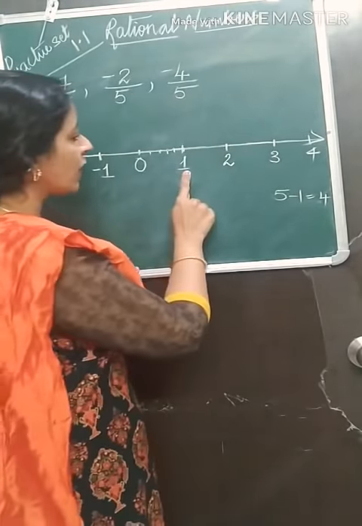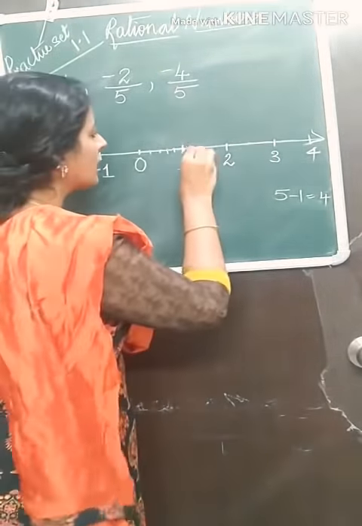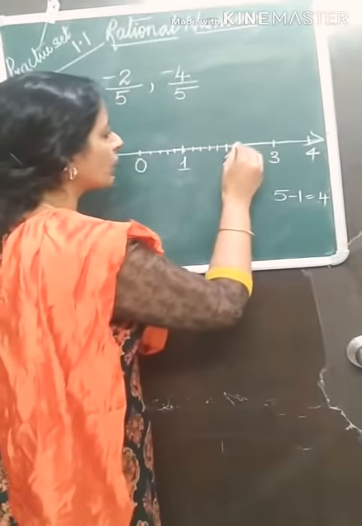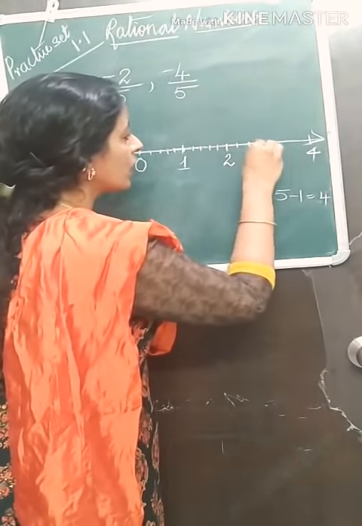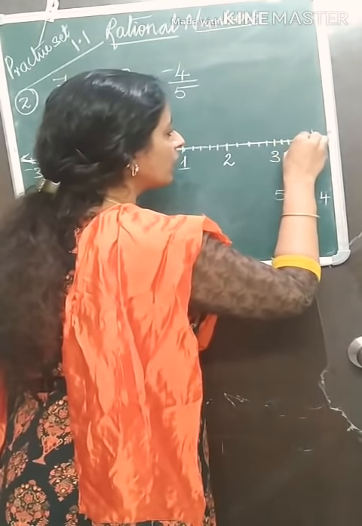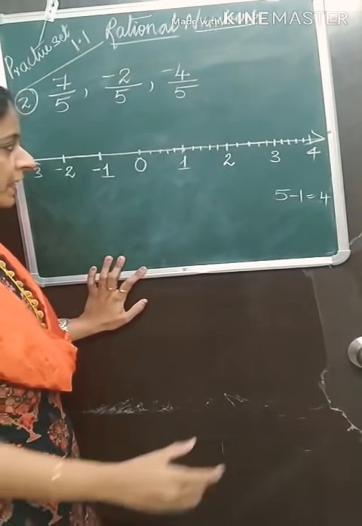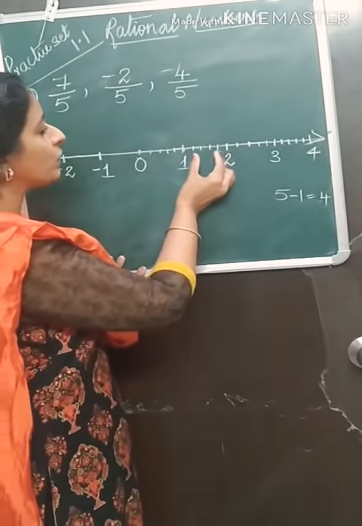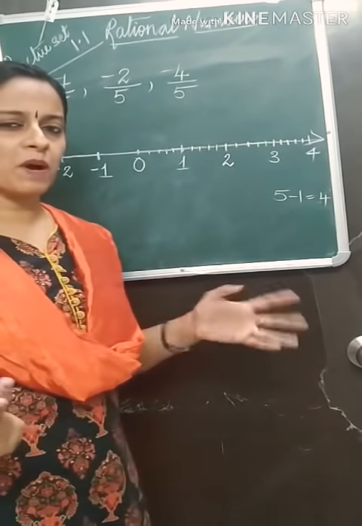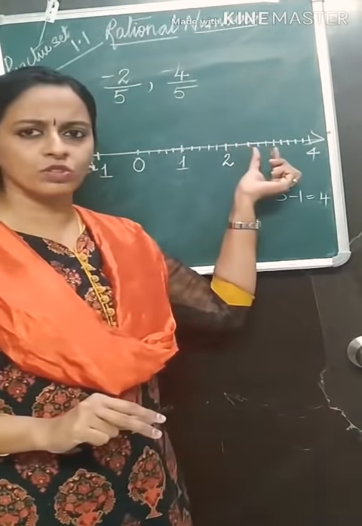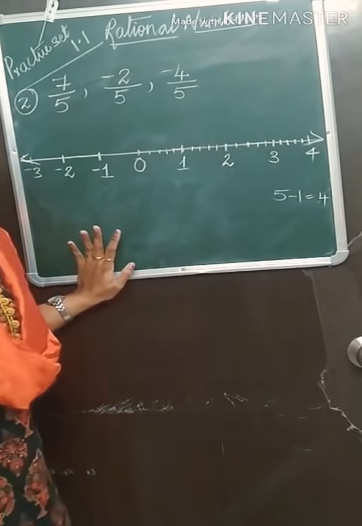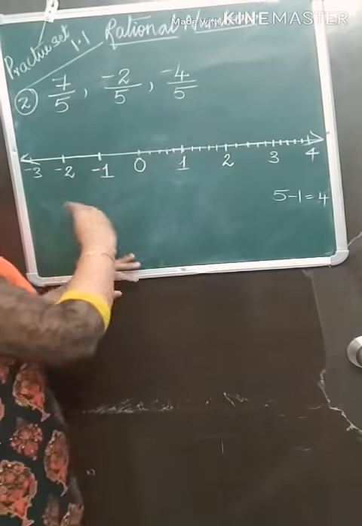Same way, after 1 to 2, put 4 dots. 1, 2, 3, 4. Same way, 2 to 3, put 4 dots. 1, 2, 3, 4. 3 to 4, put 4 dots. 1, 2, 3, 4. So if you put 4 dots, automatically 1 and 2 will be divided into 5 equal parts. 2 and 3 will be divided into 5 parts. Now equal parts, that doesn't matter. We will not measure that distance. Only we want to see whether you know to represent these numbers on number line. Understood? Same way we will do on the left side.